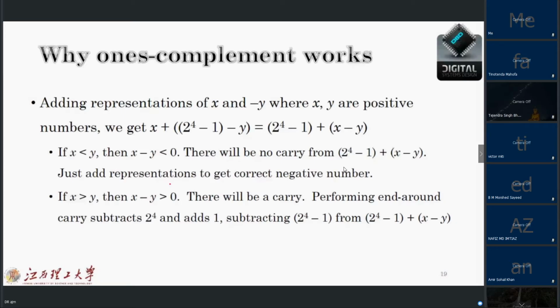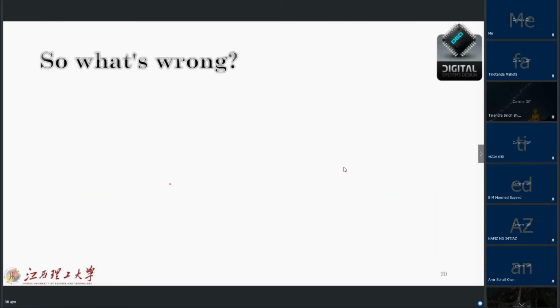This is the case where we can have ones complement. In the other case, if x is equal to y, then the answer should be 0. Then we can get 1 1 1 1. This is the one. Then what is wrong if this ones complement is working fine?